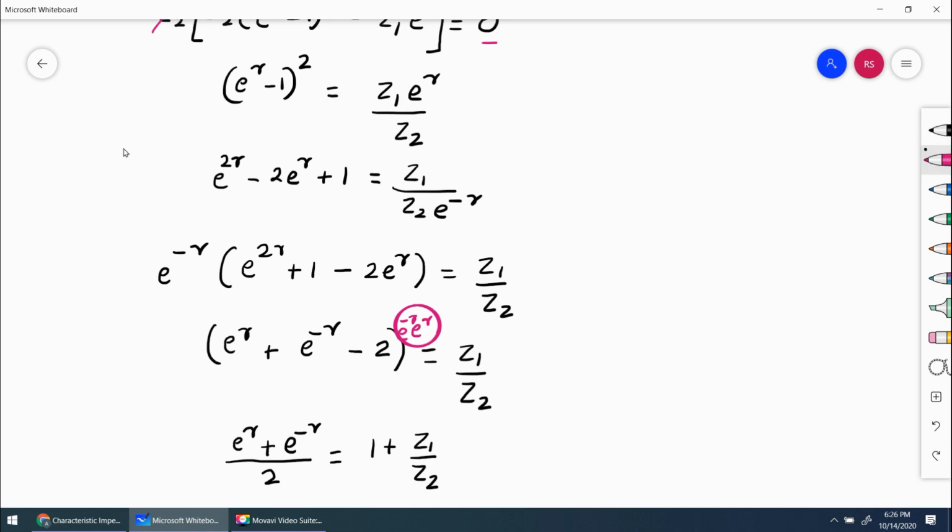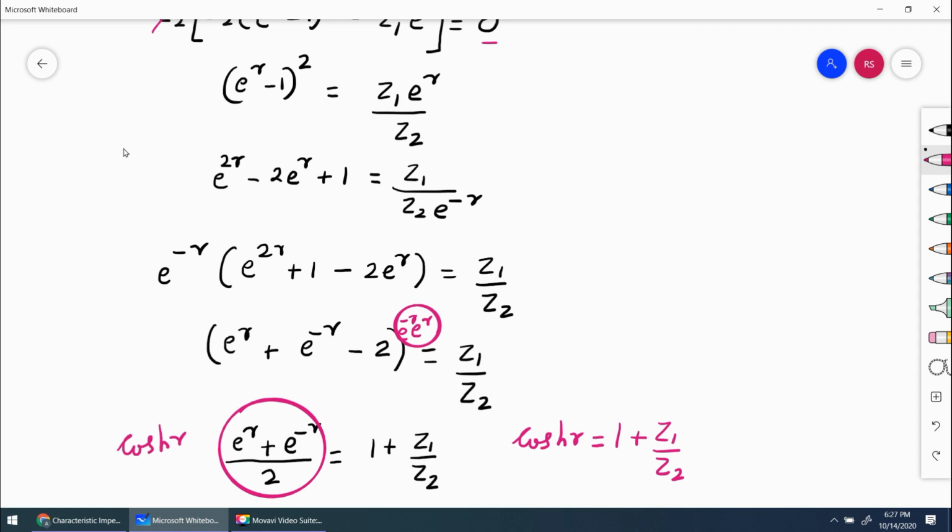Now this is equal to cos of hyperbolic gamma, which is given by (e^gamma + e^(-gamma))/2. So I can write cos of hyperbolic gamma is equal to 1 plus z1 by z2. We get this very important derivation.